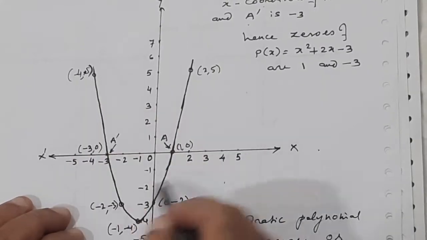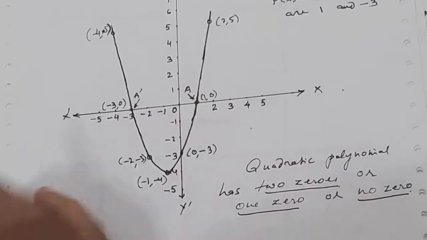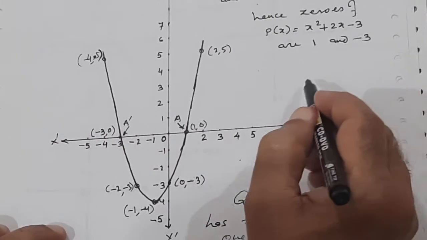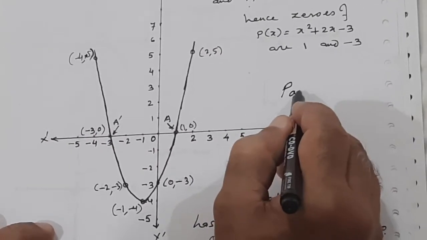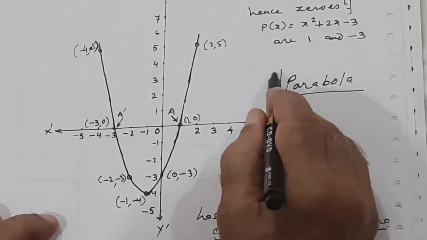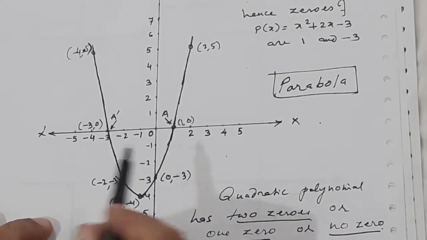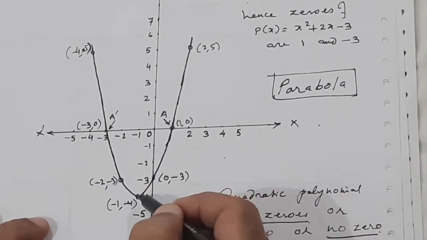This is called a curve, and this particular shape, this is like a U shape. This particular shape is called a parabola. What is it called? Parabola. So the geometric representation of a quadratic equation will be a parabola.